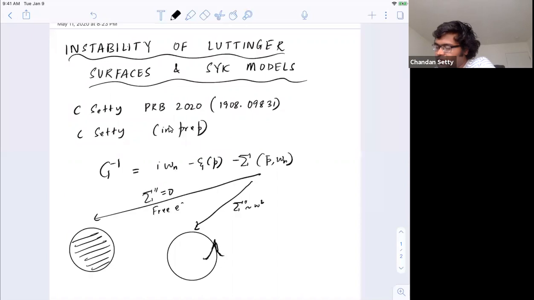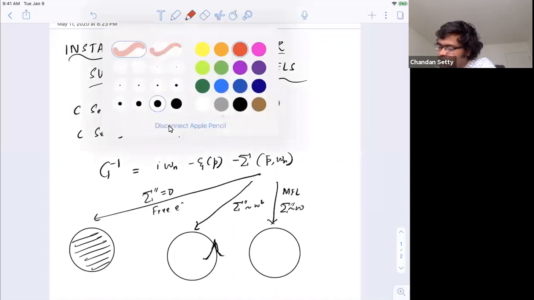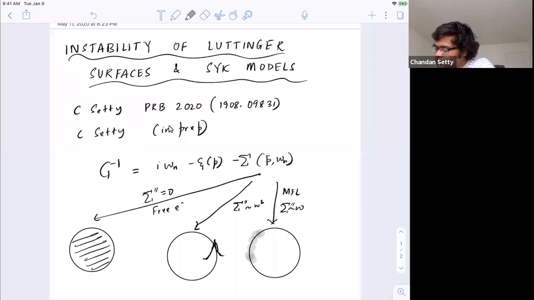You have an intermediate state, which is typically called the marginal Fermi liquid, where the imaginary part of the self energy is linear in omega. And in such a case, well, you'll see that the Fermi surface starts to smear out quite a bit. Okay, and if you, for example, do an experiment like ARPES, you'll see that the coherence peaks are very broad.